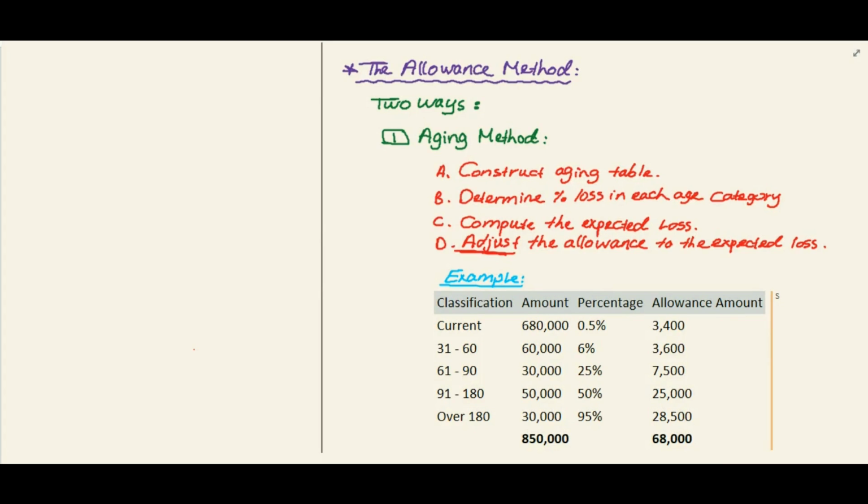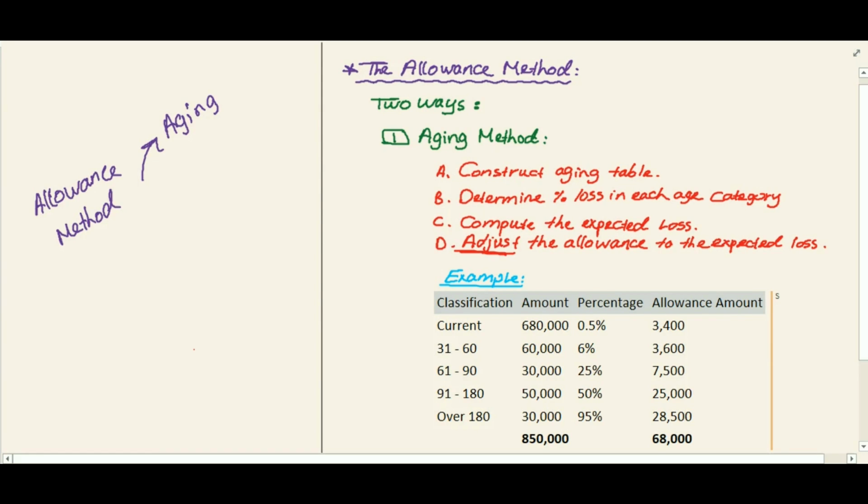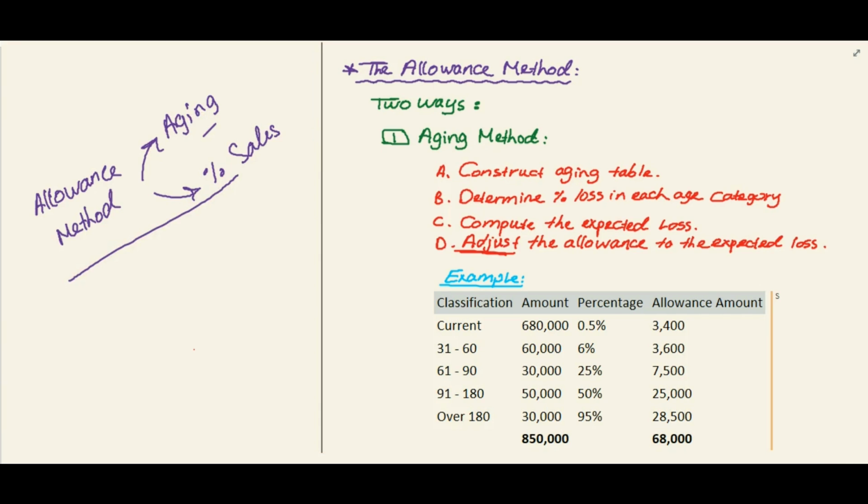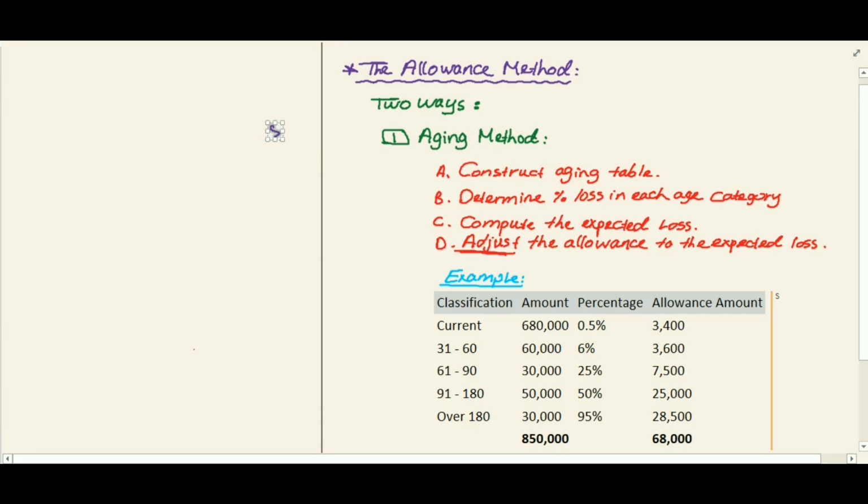There are two ways to deal with the allowance method. We have the aging method, and we have the percentage of sales method. We'll see first the aging method, then we will talk about the sales method. Okay, so let's start.